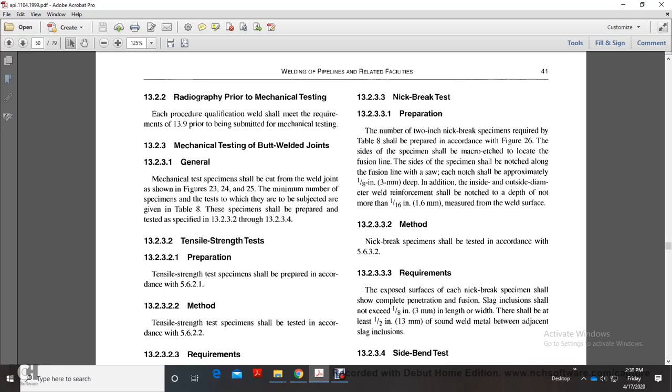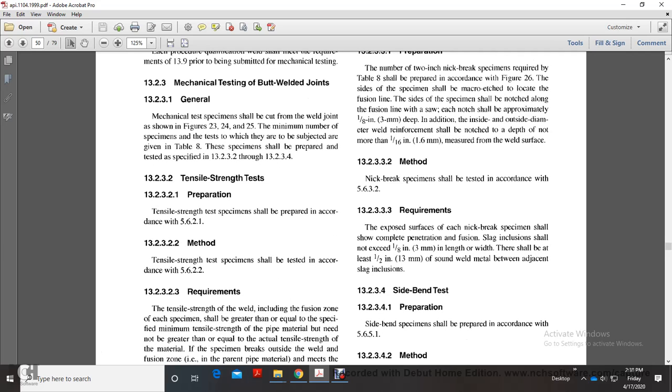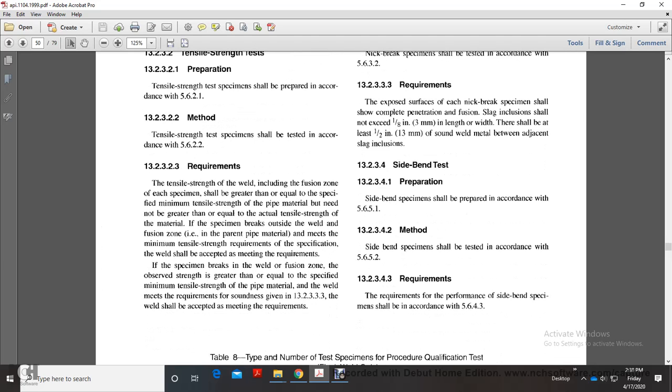Method: the nick break specimen shall be tested in accordance with the 5.6.3.2 requirements. The exposed surface of each nick break specimen shall show complete penetration and fusion. Slag inclusions shall not exceed 1/8 of an inch in length or width, and there should be at least a half inch of sound weld between adjacent slag inclusions. Side bend test.